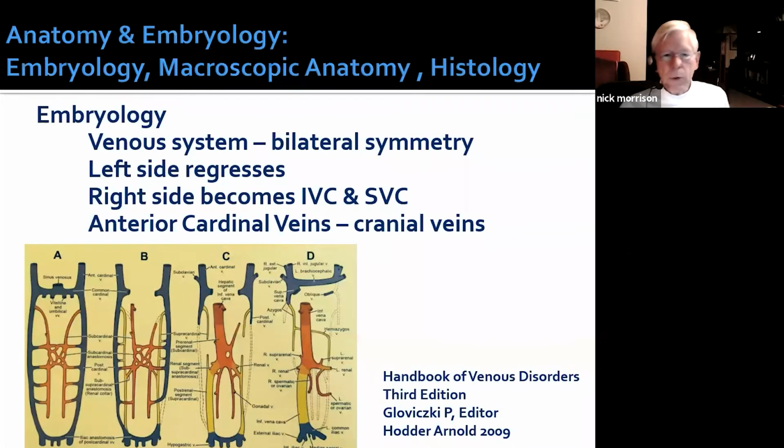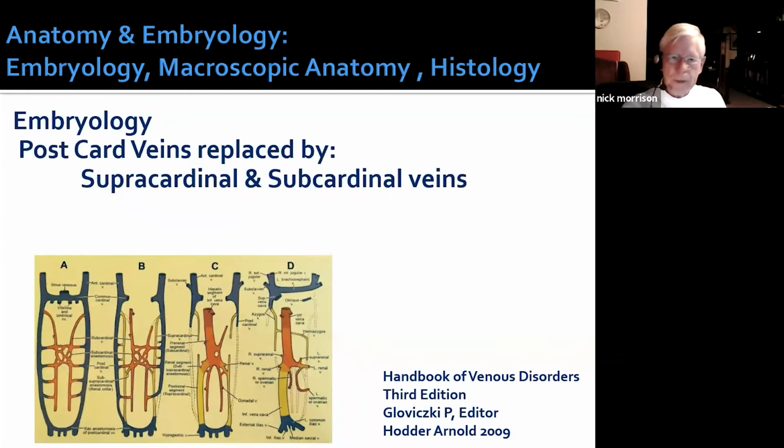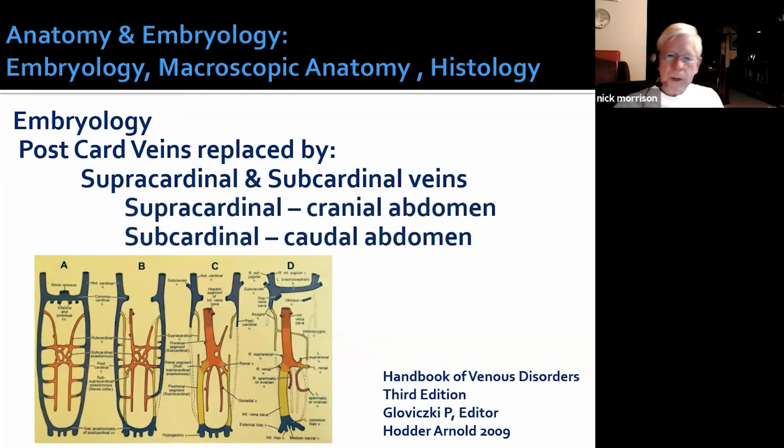So start with embryology of the venous system. It is bilateral early on, but then the left side regresses. The right side becomes the IVC and the SVC, and the anterior cardinal veins become the cranial veins. The posterior cardinal veins are now replaced by supracardinal and subcardinal veins. The supracardinal veins become the veins in the cranial abdomen, and the subcardinal veins become the veins in the caudal abdomen.